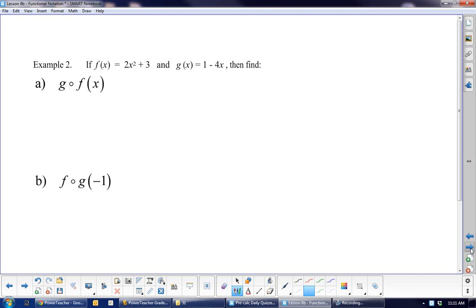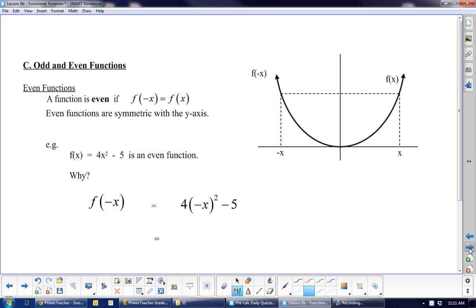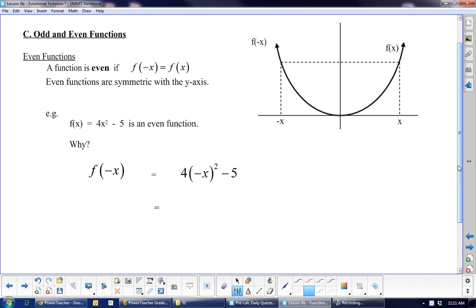We're going to skip this too. And let's get to odd and even functions. Okay. Now, this again will come into play a lot more when we're graphing, using our derivatives and second derivatives and integrals and x, y intercepts and all those things. This is just another piece of evidence of what does this thing look like.